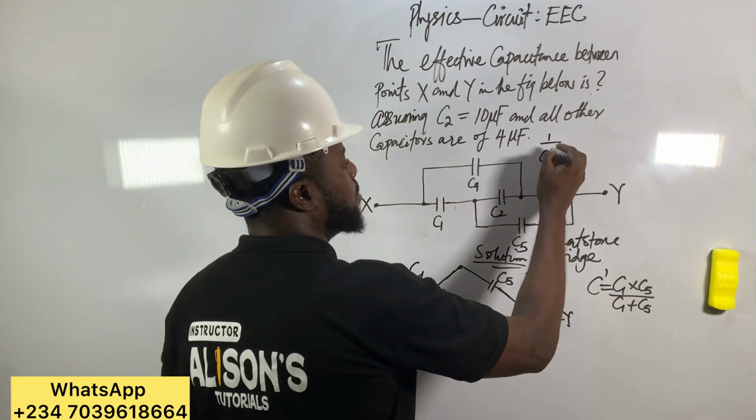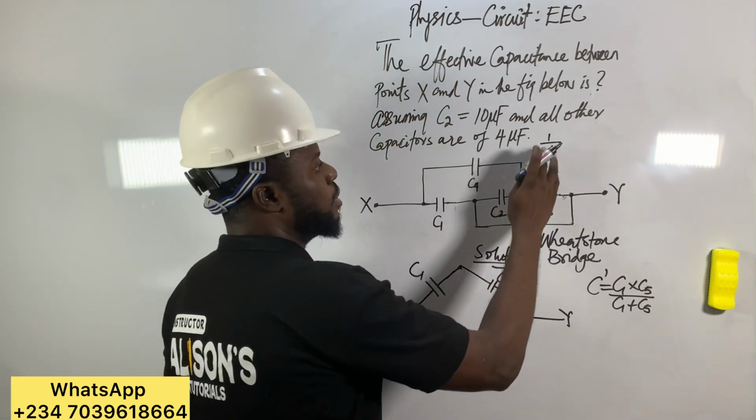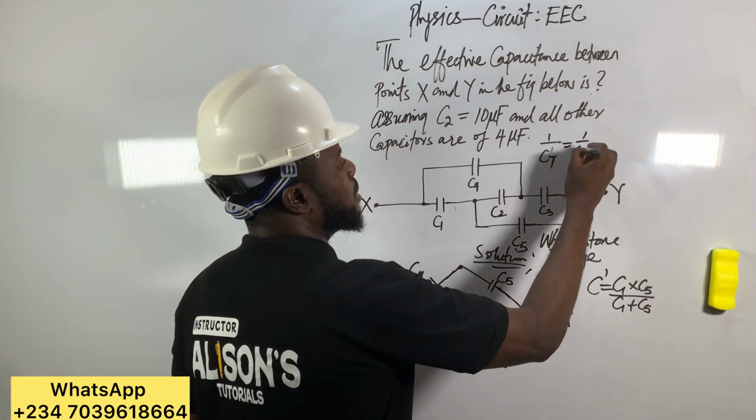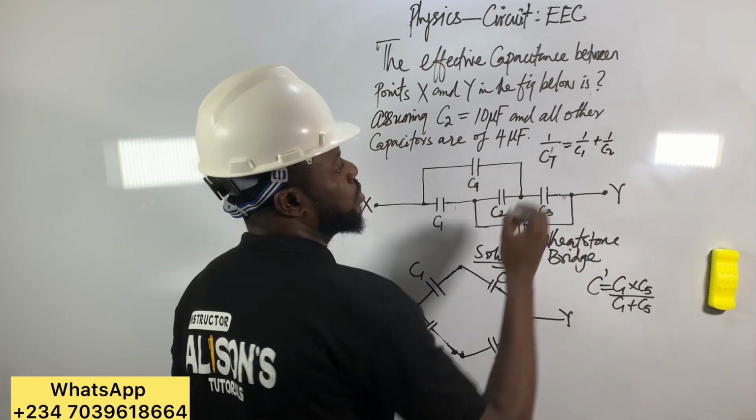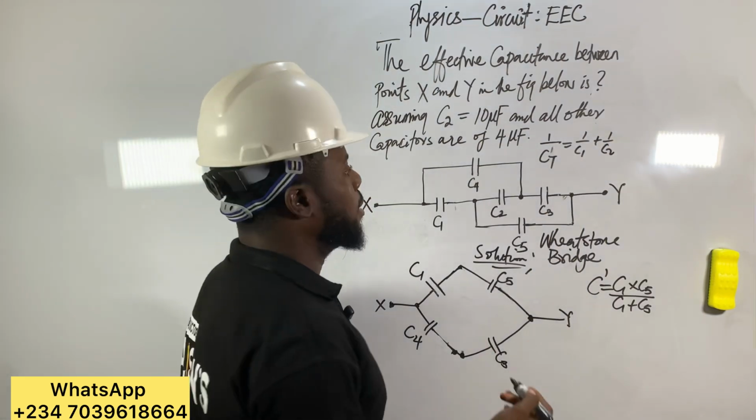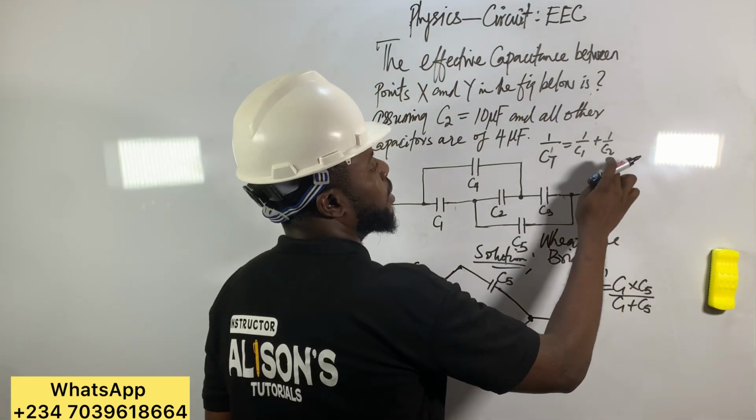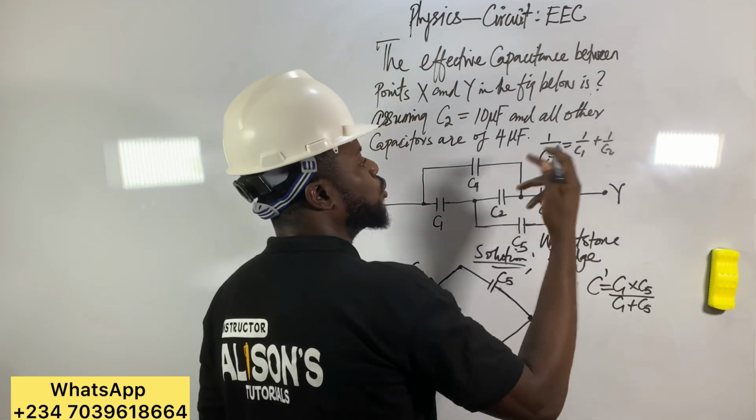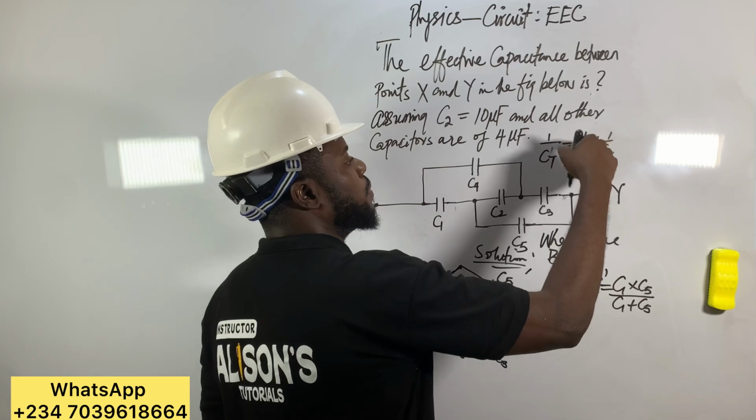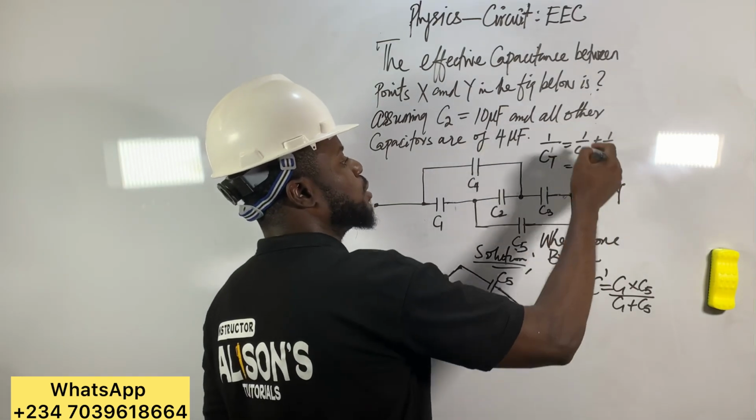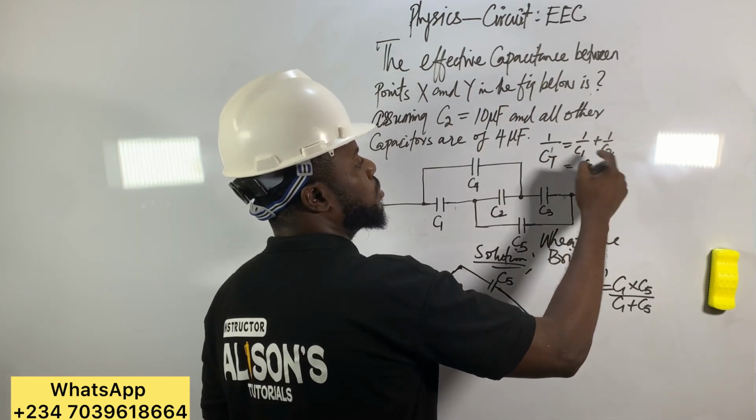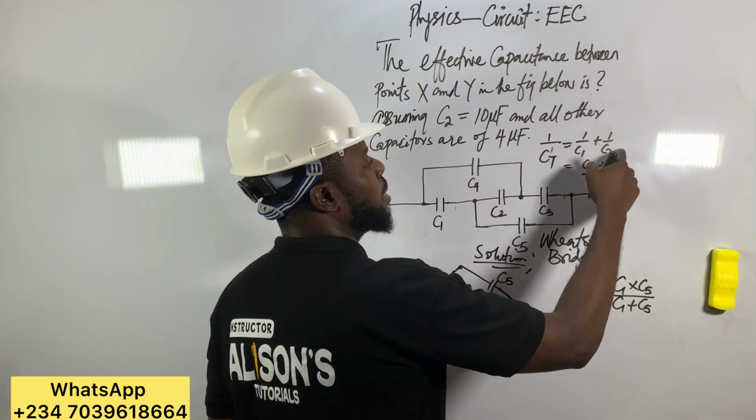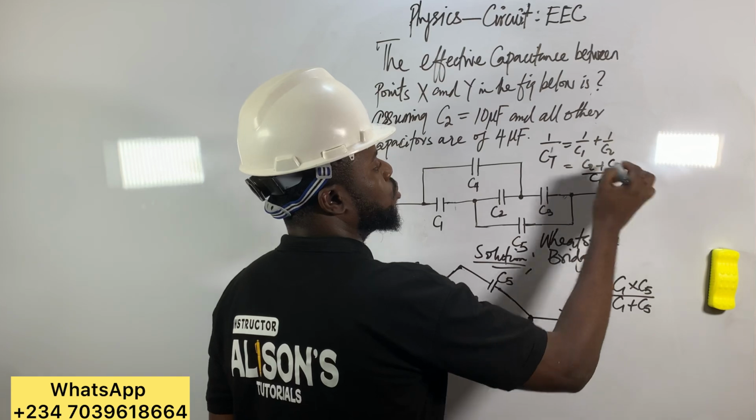1 over C, maybe C prime, or you're used to C total or C equivalent, equals 1 over C1 plus 1 over C2. That means the formula normally. So if you look for the LCM of C1 and C2, it will be C1 C2. Or shortcut, if you want to solve this fraction, C2 times C1 will be C2 plus C1 times 1 will be C1 over C1 times C2.